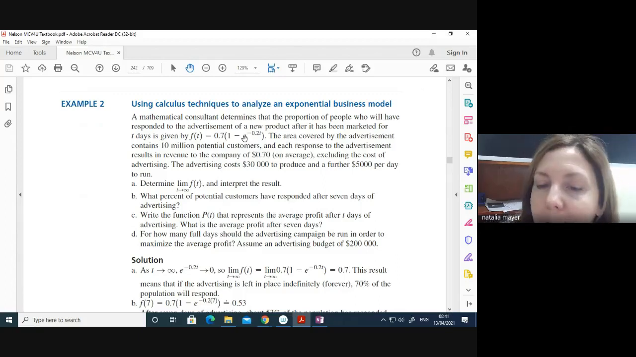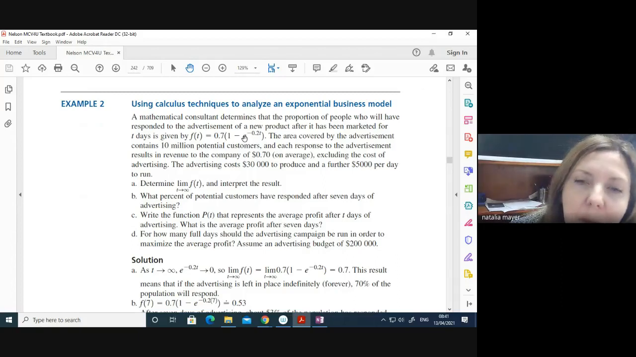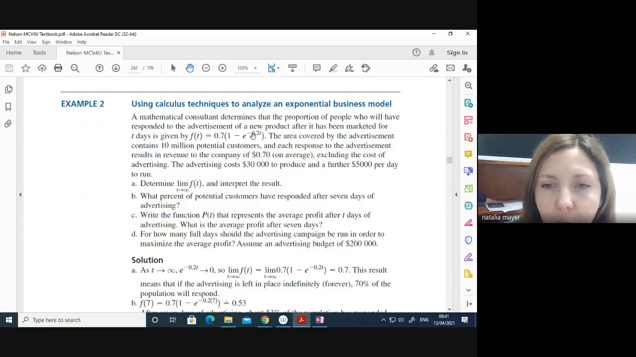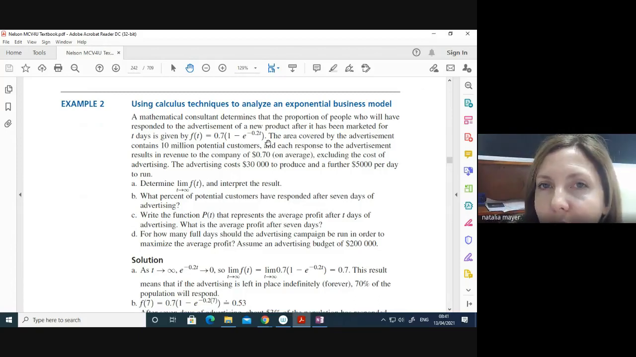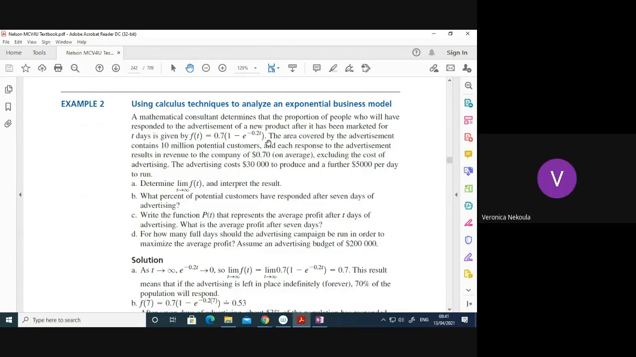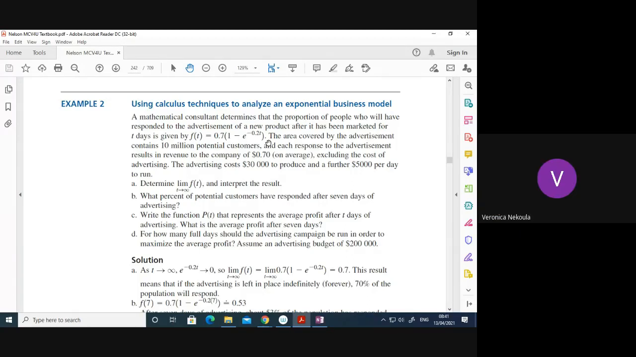What does it depend on? What does this amount of people depend on? Which means, what is the independent variable in this function? Time in days. What does this time represent for this ad? Time that has been recorded of how many people saw and responded to the advertisement.